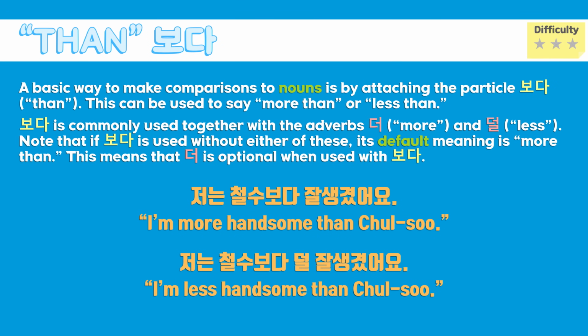A basic way to make comparisons to nouns is by attaching the particle 보다, meaning than. This can be used to say more than or less than. 보다 is commonly used together with the adverbs 더, meaning more, and 덜, meaning less. Note that if 보다 is used without either of these, its default meaning is more than. This means that 더 is optional when used with 보다.